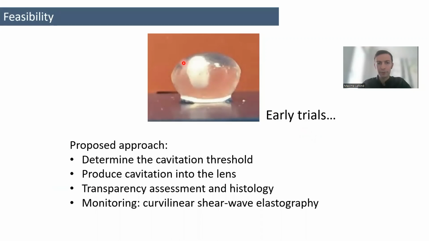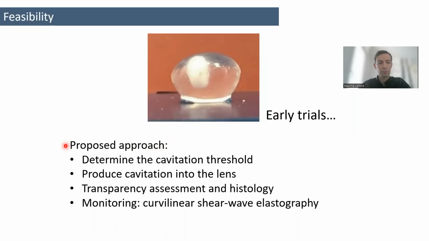Here is what we got with our first trial, and I want to show that because you can see that huge cataract that was formed in the middle of the lens. This is formed because of energy deposition and really highlights the fact that we need to produce cavitation without heating, and safety is, of course, paramount in that application.